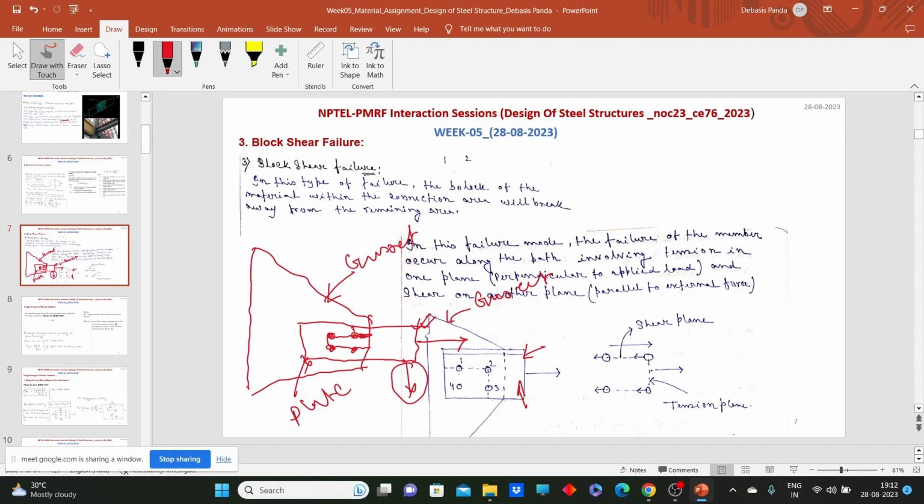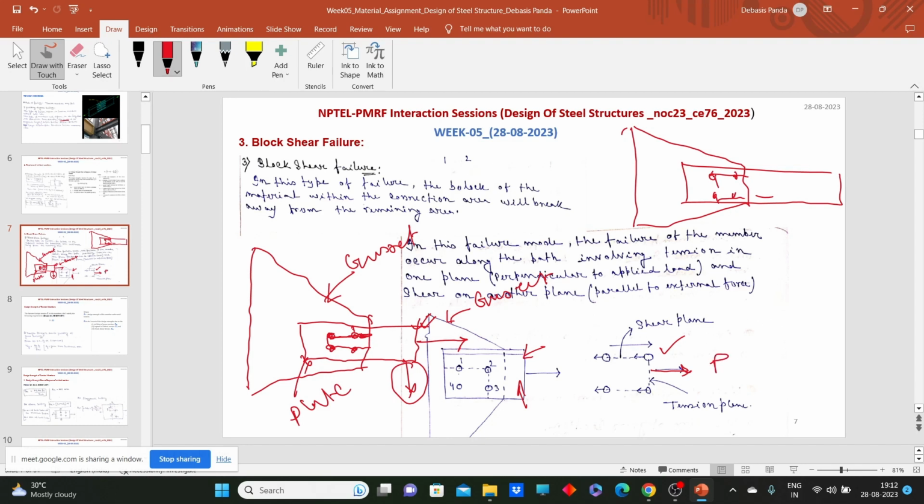So if my load is applying like this, and consider this portion of block is separated out from this section, or this type of phenomenon can also occur, like we have a plate here, and this entire block will come out from the section. So here if we see this, then we can see that this is the application of load.